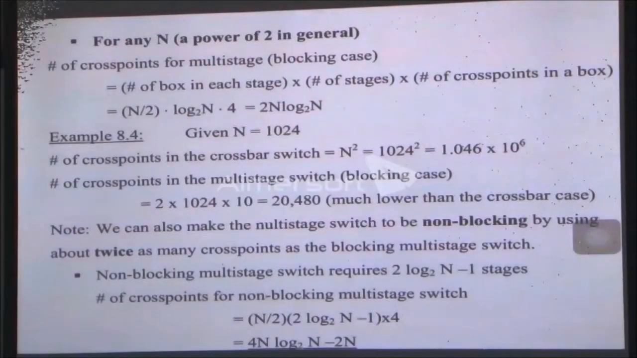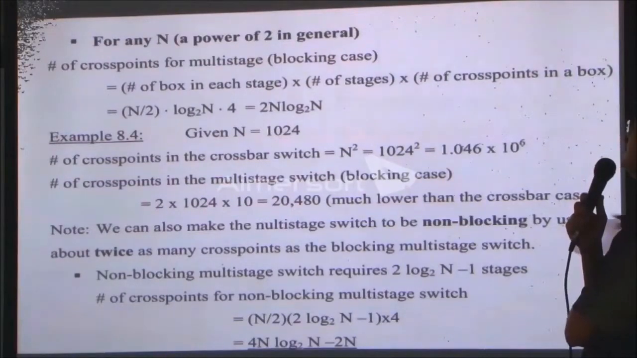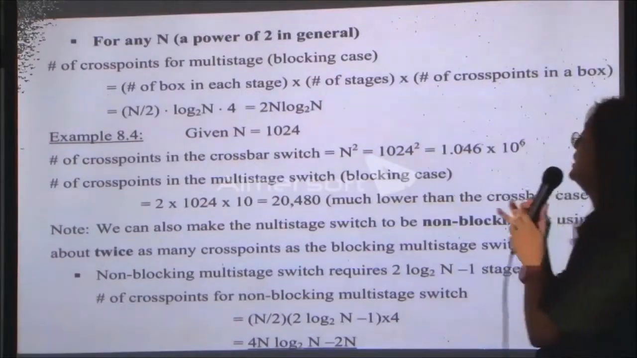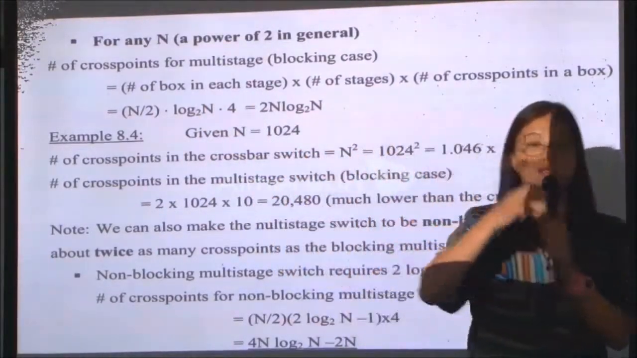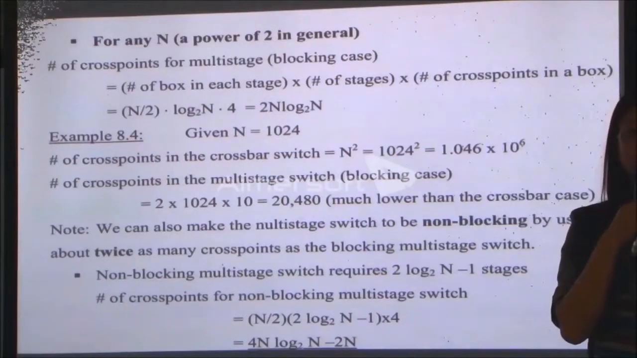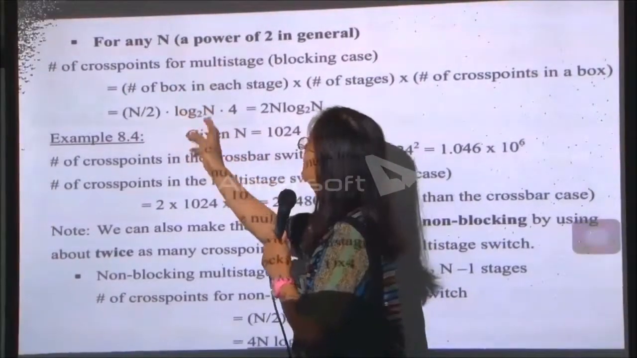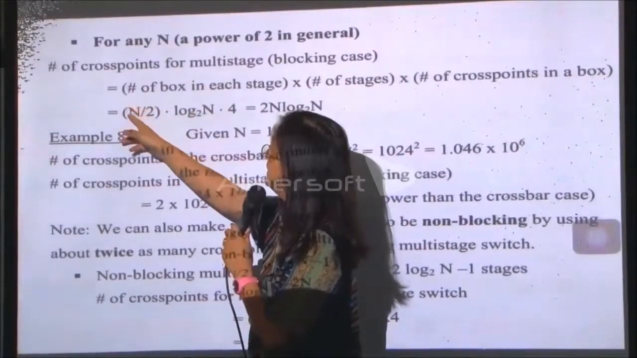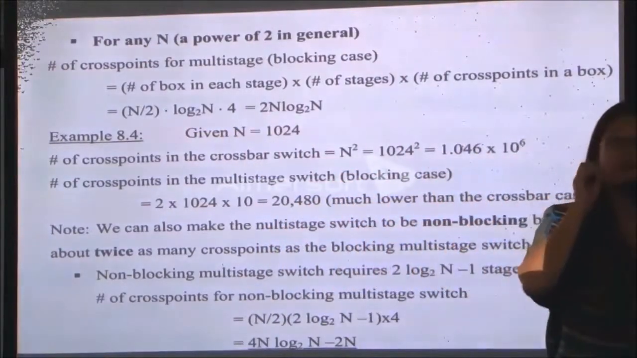Anyway, if you want to find the number of cross points for the multi-stage switch, for the blocking case, we know that the number of stages is log base 2 of n. The number of blocks in each stage is just n over 2, because you have 2 inputs coming in for each block. So if you have 8 inputs, you have 4 blocks receiving it. If you have 16 inputs, you have 8 blocks. So it's n over 2 multiplied by the number of stages, which, if n is 8, is 3. So 4 multiplied by 3 multiplied by 4, where 4 is the number of cross points for each block.